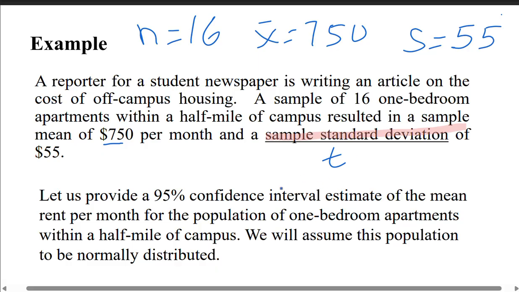Let's provide a 95% confidence interval estimate for the mean rent per month for the population of one-bedroom apartments within a half-mile of campus. Here, we are going to assume that the population is normally distributed. The only difference is we don't know the population standard deviation, and so we will estimate it using our sample standard deviation. So how do we do that?